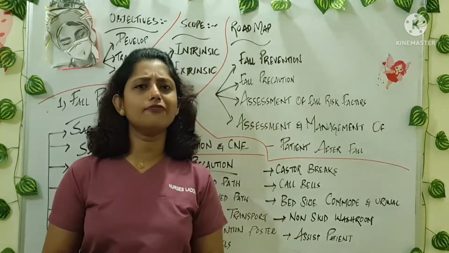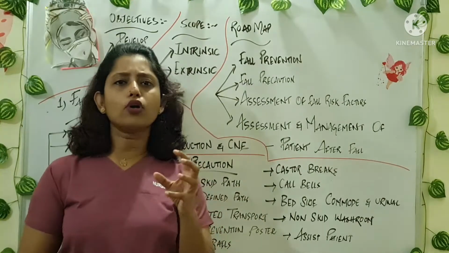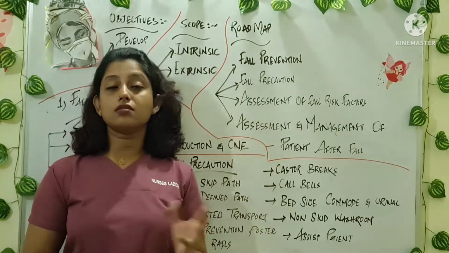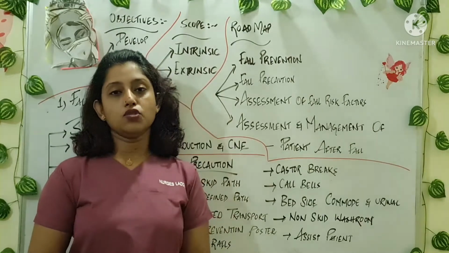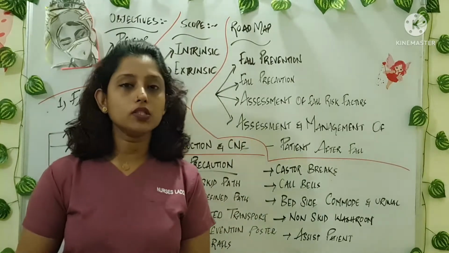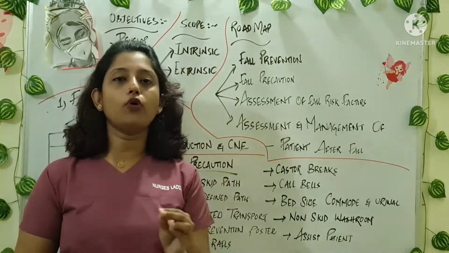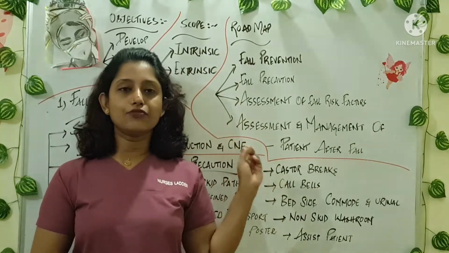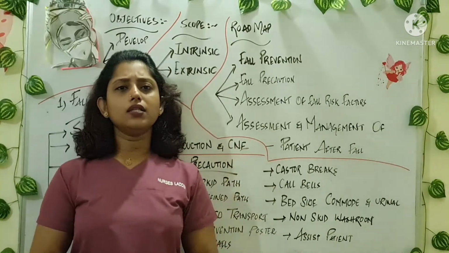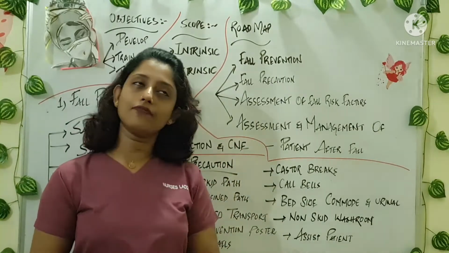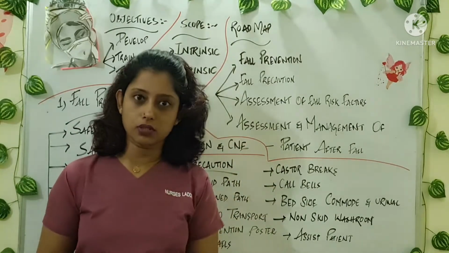The first one is the intrinsic factor. Which is that intrinsic factor on which we will focus more? That is nothing but the patient. Vulnerable patients are those patients who are very much prone to have a patient fall. So this is included in the intrinsic factor. Now let's see what the extrinsic factors are. The extrinsic factors include the structure and the process.